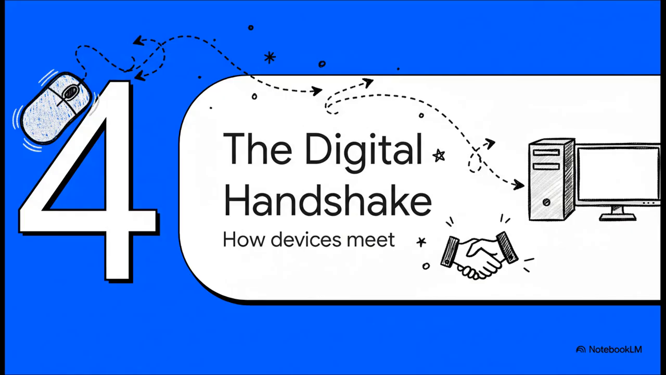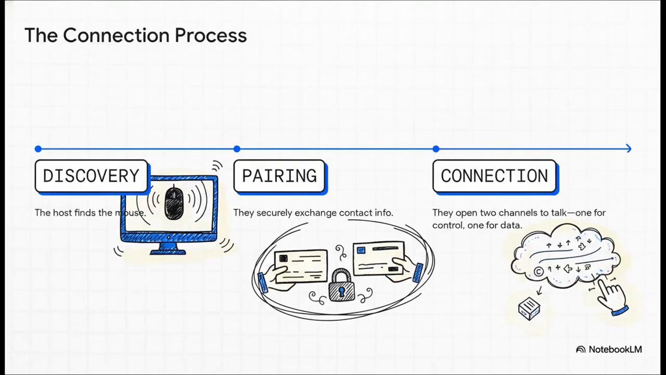Okay, so our mouse has its passport, it knows its job title. Now what? Well, now it's time to actually meet the computer. And this first introduction is what we all know as pairing. It's the digital handshake. And this handshake happens fast, in 3 main steps.